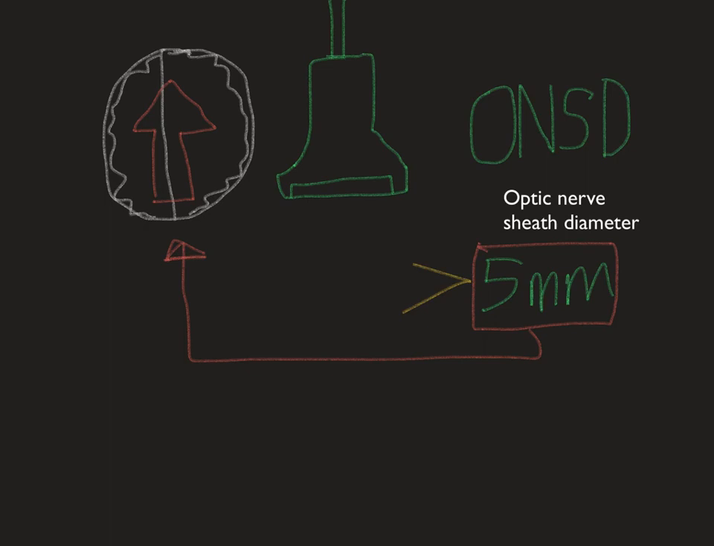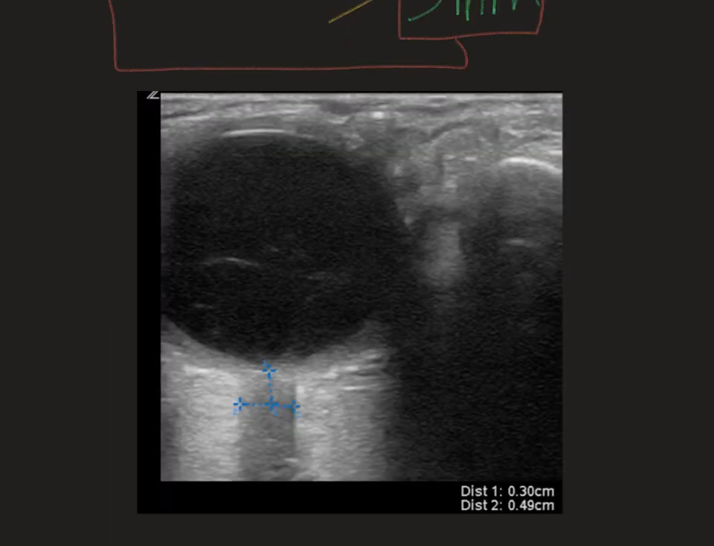So how to measure ONSD? First, you take the measurement 3 mm posterior to the globe for both eyes. The contrast is high at this point and the measurement would be more reproducible. Make an average of at least 2 measurements. Suspect high ICP if the average ONSD is more than 5 mm.